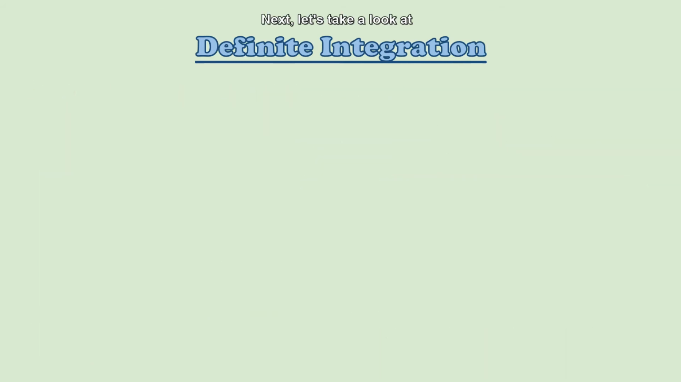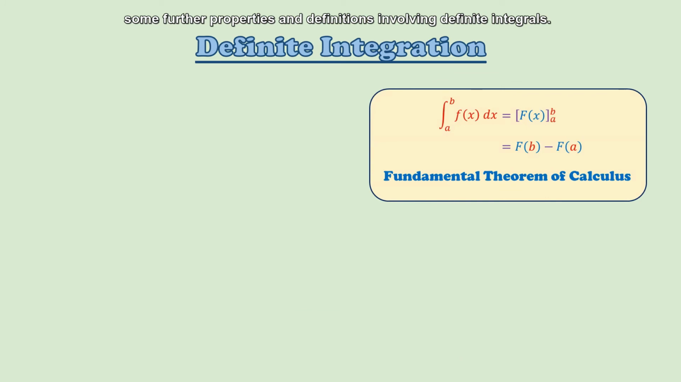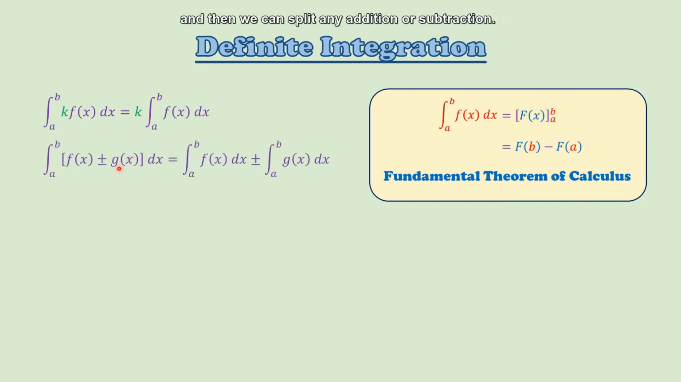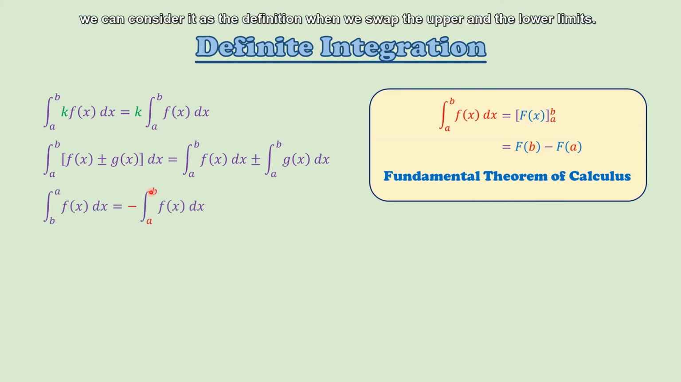Next, let's take a look at some further properties and definitions involving definite integrals. First of all, when we evaluate a definite integral, we can take out a constant, and then we can split any addition or subtraction. These two are actually the properties from the indefinite integration, and they come very naturally from the fundamental theorem of calculus. And then next, we can consider it as the definition when we swap the upper and the lower limits.